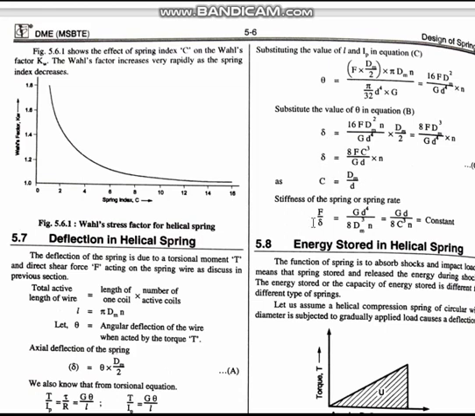This is a small relation that we can remember. Now the stiffness is F upon delta, and this is the value.